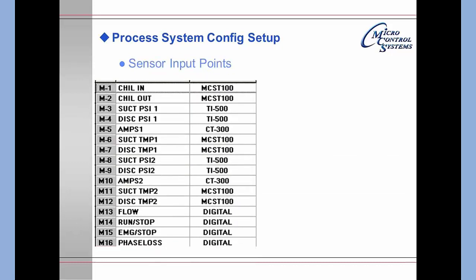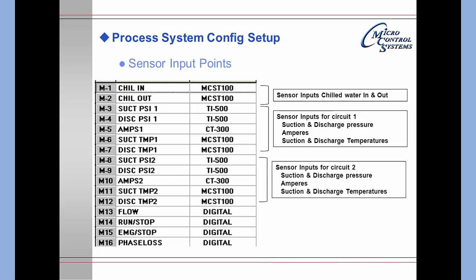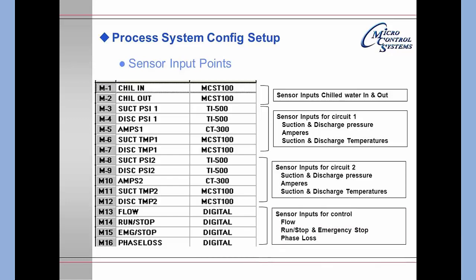Okay, looking at sensor inputs, we will have chiller in and chiller out for controlling the chiller. We will have suction pressure, discharge pressure, amp draw, and suction and discharge temperatures, all for circuit 1. We will have the identical information, suction pressure, discharge pressure, amp draw, suction temperature, and discharge temperature for circuit 2. There will be a flow switch, a run stop switch, emergency stop, and a phase loss input.